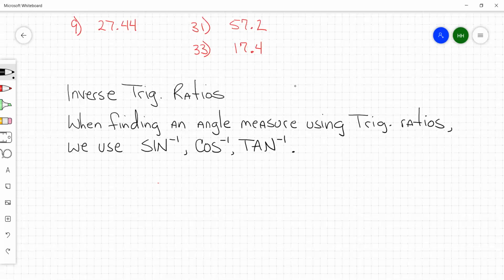And this looks like you would read it sine to the negative first, but you read that inverse of sine. Okay? This right here is read inverse... Oh, I missed a few letters in there. Inverse of sine.